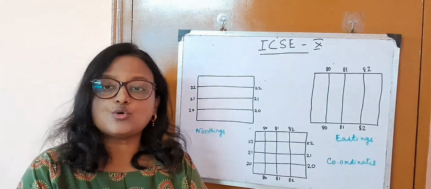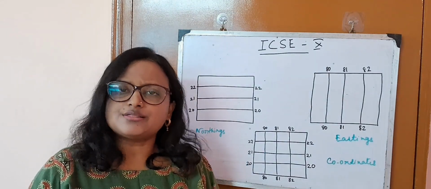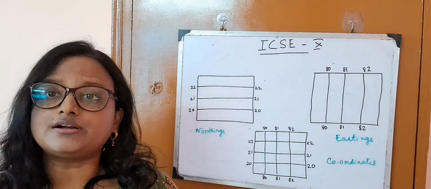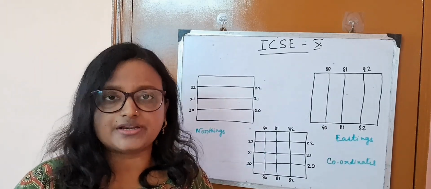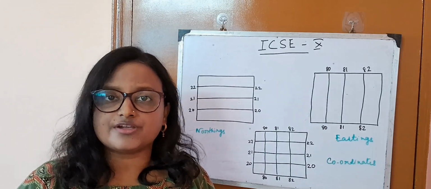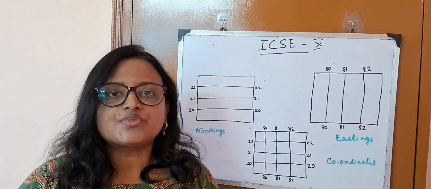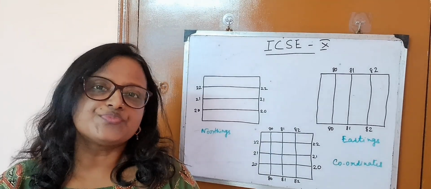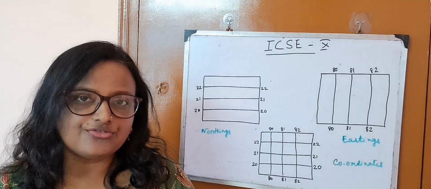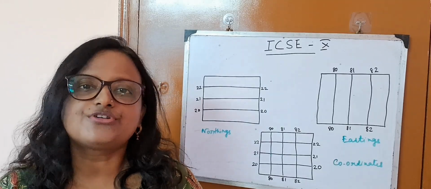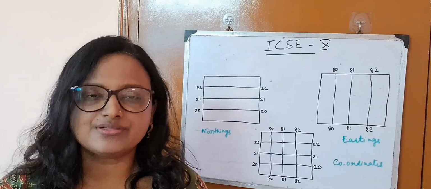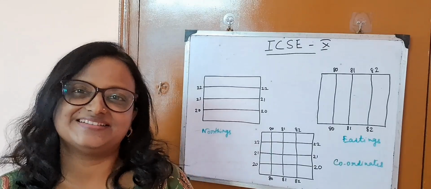Here, in the topographical map, there are some questions about figuring out the 4-figure grid reference or the 6-figure grid reference of a certain area, certain point. So, in this video, we are going to solve different questions from the topographical maps. So, let's start.